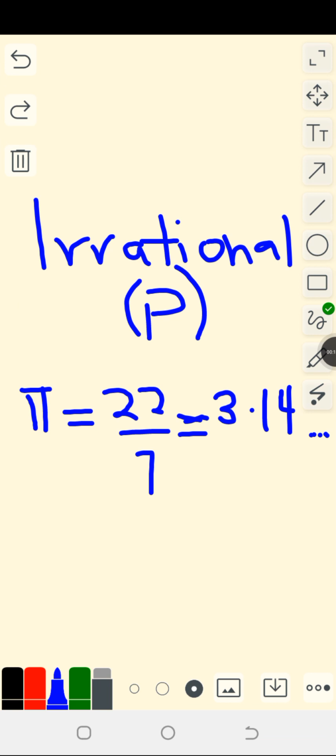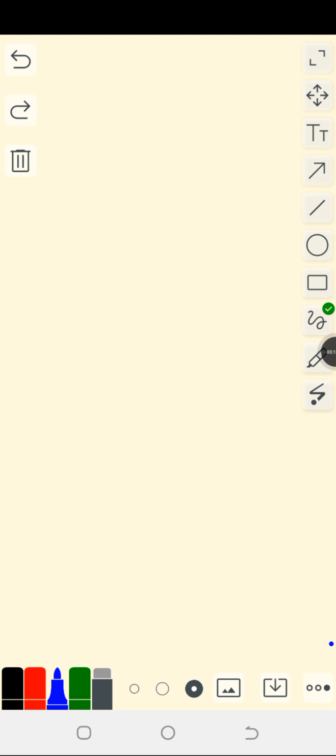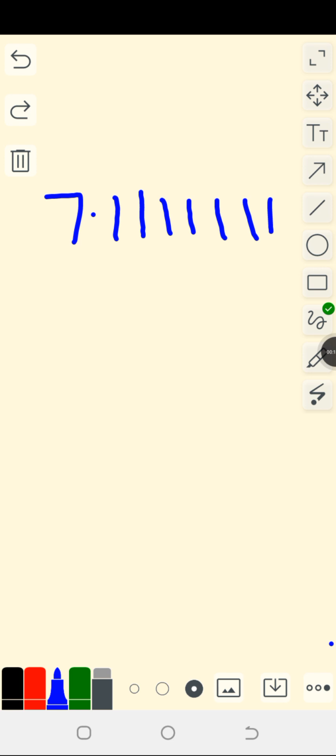What do we refer to as a recurring decimal or a recurring fraction? A recurring fraction is one in which we have repeated numbers after the decimal point. For instance, if you have 7.11111, that one just keeps repeating after the decimal point, and so on and so forth. Such a number is referred to as a recurring fraction.